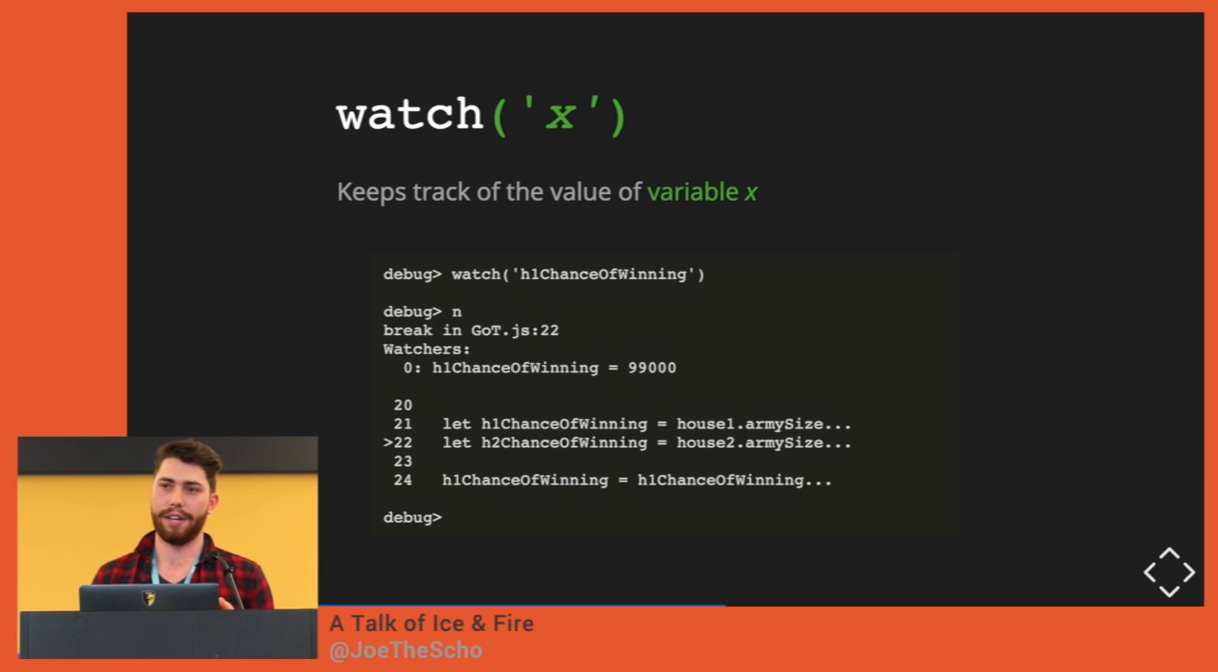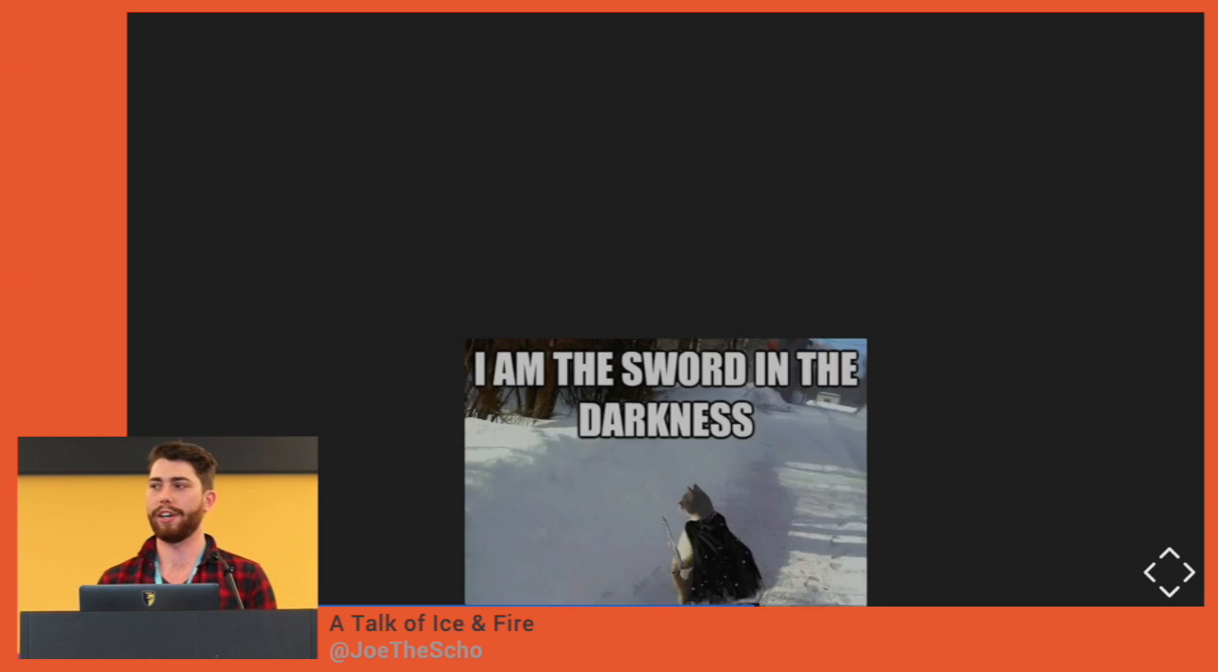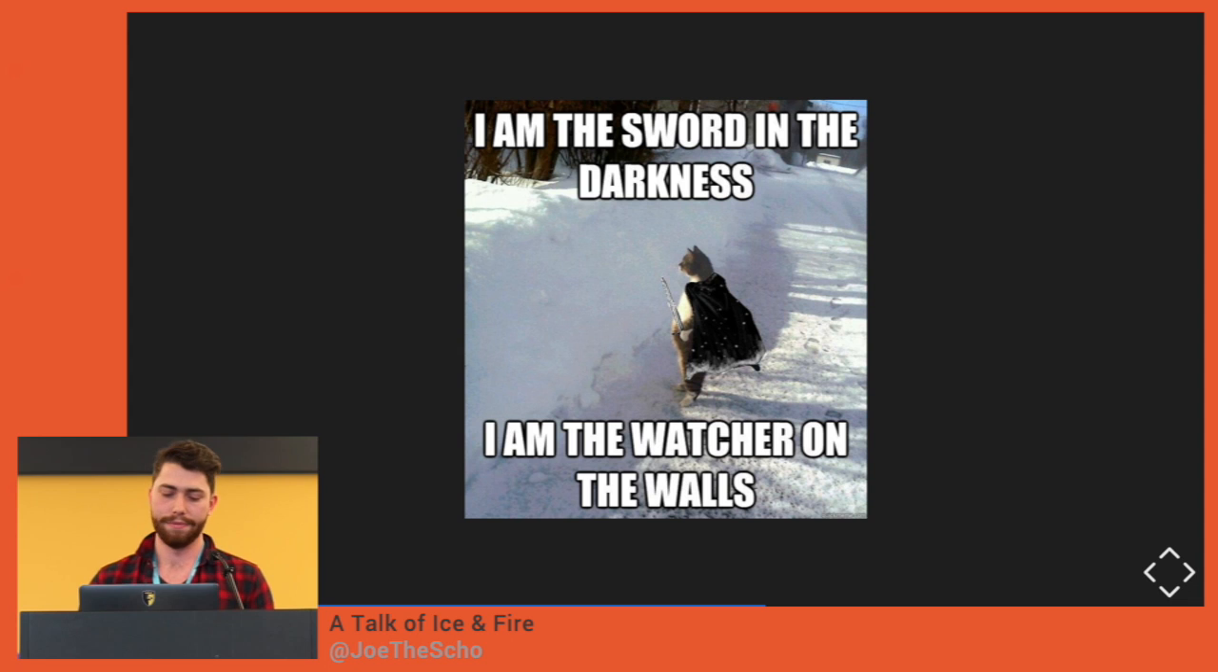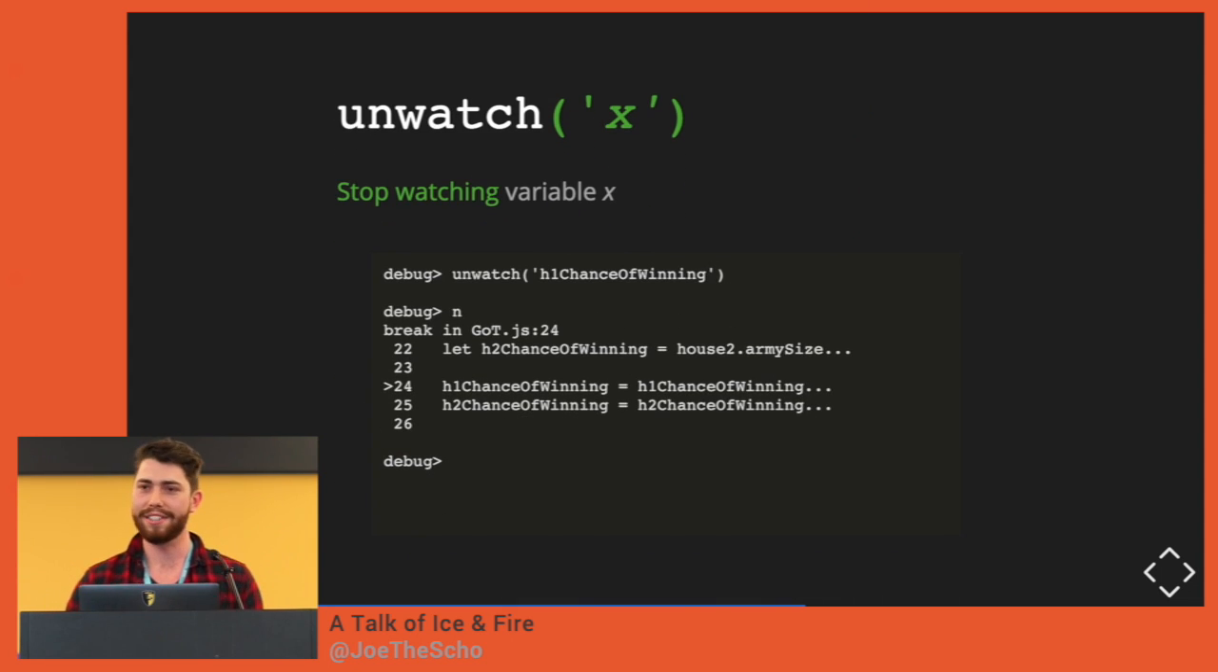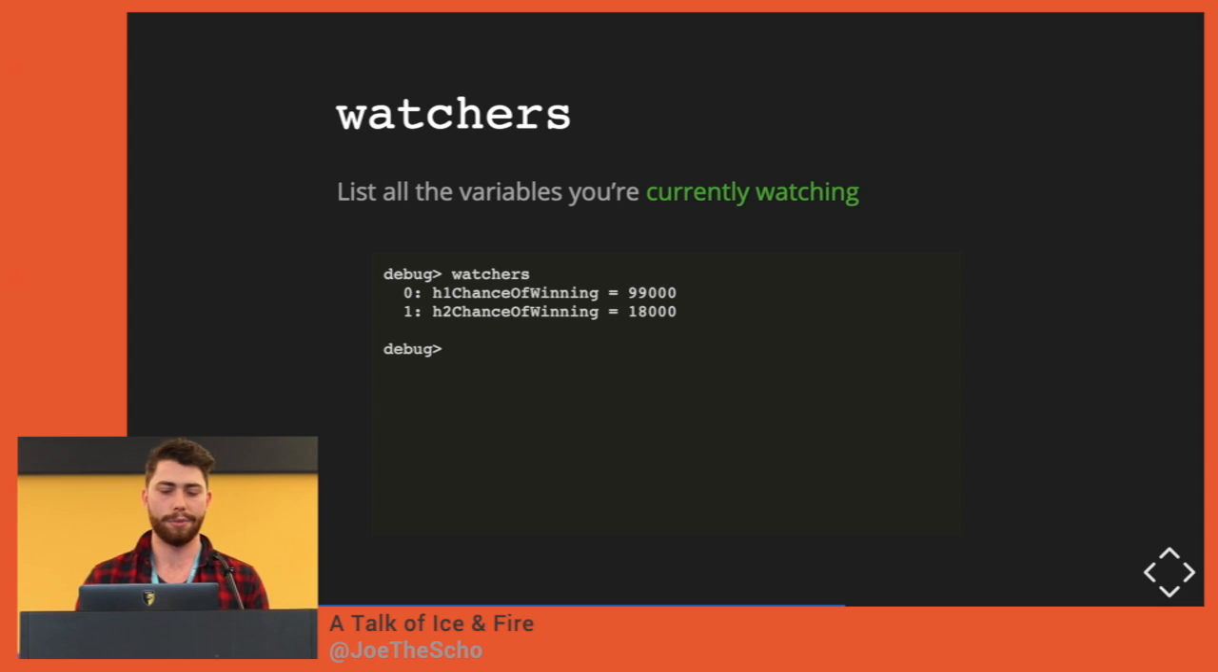Yeah, so it's great if you want to keep track of a specific variable as it executes the function. And if you want to stop watching it, if you're done with it, just unwatch. It's all very self-explanatory. It's great. And then watchers will just list anything that you're watching at the moment. So if you don't want to hit next or continue or something like that, you can just hit watchers and see the values.